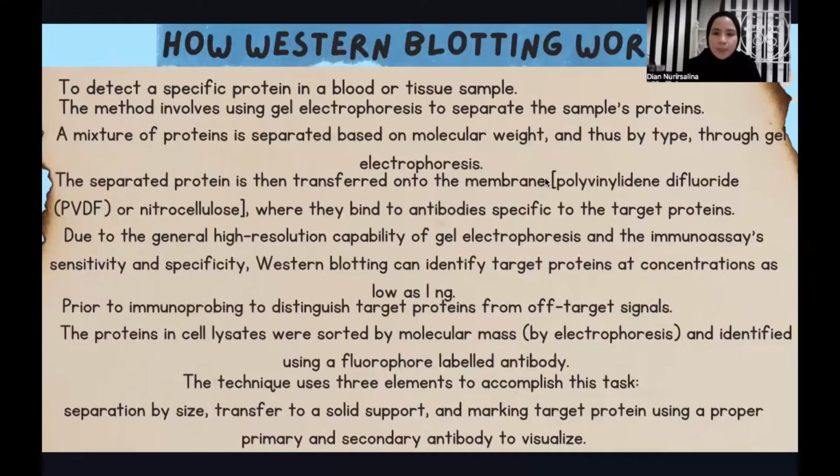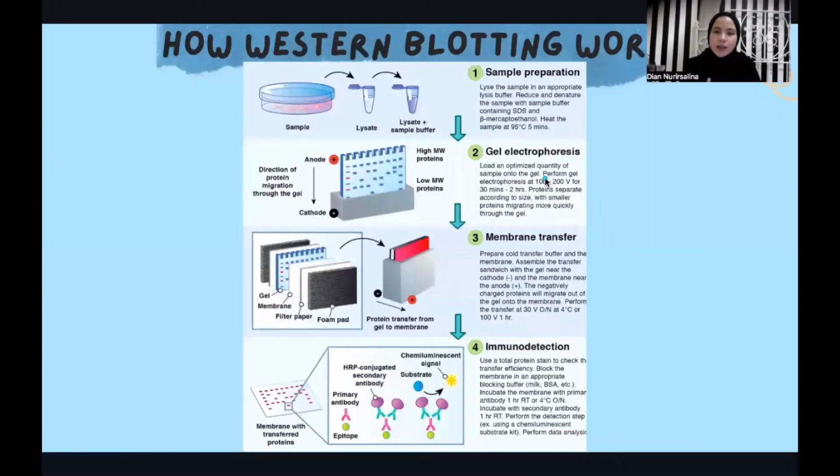Next, I will show the procedure of Western blotting, which is first sample preparation, and then gel electrophoresis, then membrane transfer, and the last one is immunodetection.